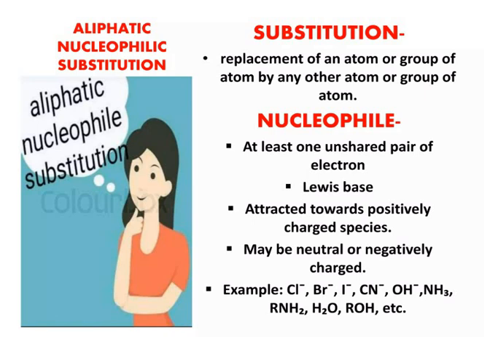Now, aliphatic nucleophilic substitutions. Substitution means what? Replacement of an atom or group of atoms by any other atom or group of atoms. What is a nucleophile? It has at least one unshared pair of electrons, it is a Lewis base, attracted toward positively charged species, and may be neutral or negatively charged. Examples: chloride, bromide, iodide, cyanide, hydroxide, ammonia, amines, water, and alcohol.